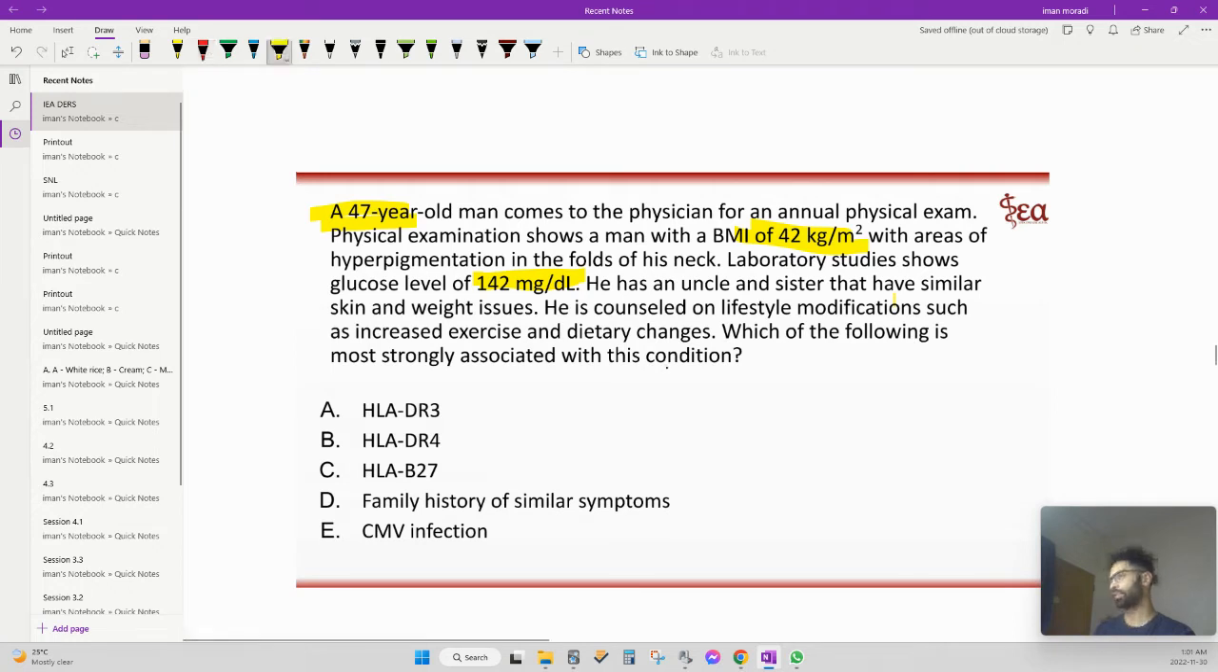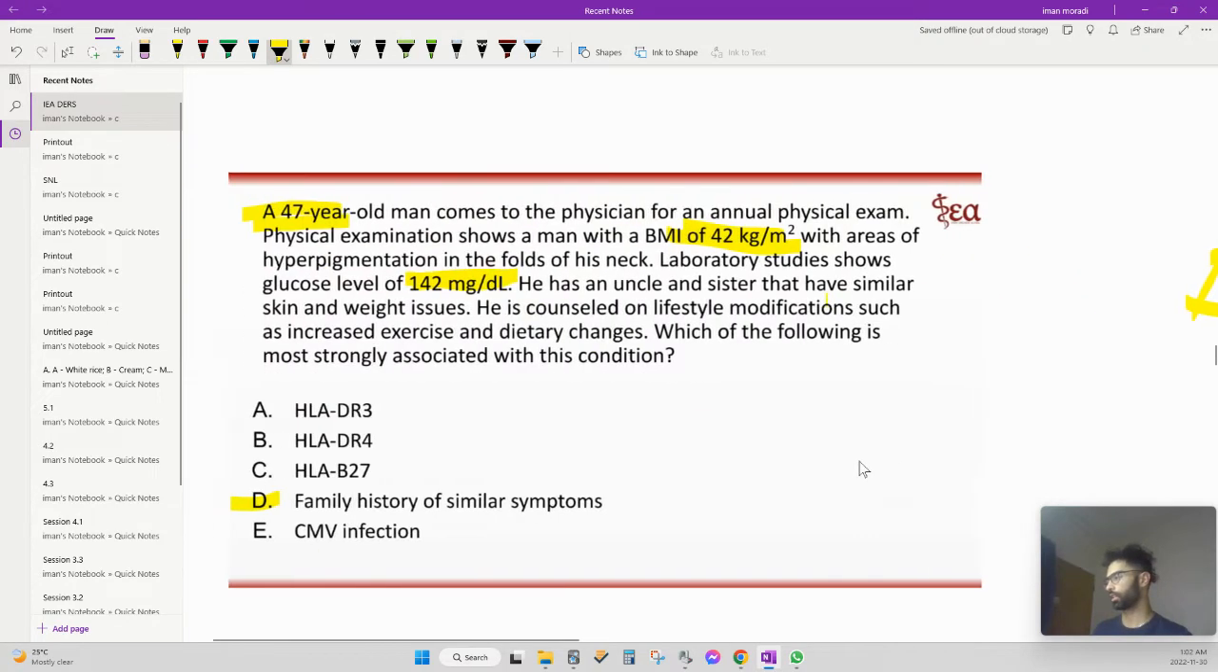Okay, let's see if I remember this. 47-year-old, high BMI, a high glucose. So this 47-year-old has diabetes, basically, high glucose, super high BMI. It's type 2 diabetes. What is the predictor? What causes this genetic condition is a family history of similar symptoms. Remember that type 2 diabetes also correlates with genetic stuff, but it's not a particular gene. It's more like a familial pattern of predisposition. It's polygenic. So the answer is D.